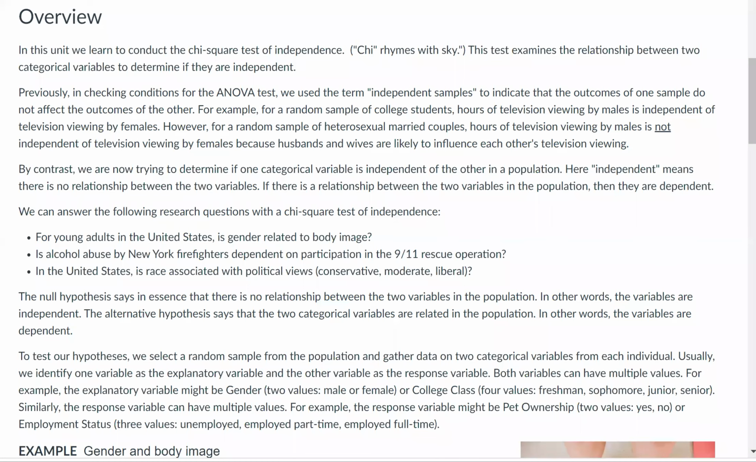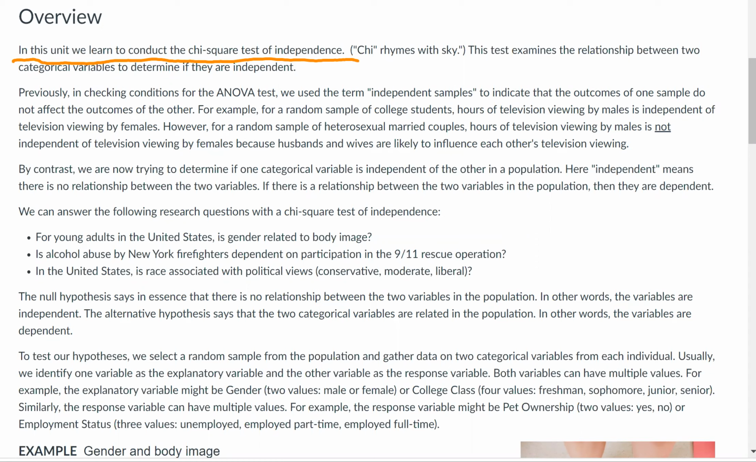As it said on the previous page in the introduction, the chi-square test of independence is one of the different types of chi-squared tests. It's the only one we'll go over in this class, but it's a new test to test a claim about the relationship between two categorical variables. That's what the previous page had said. In this unit, we learn to conduct the chi-square test.